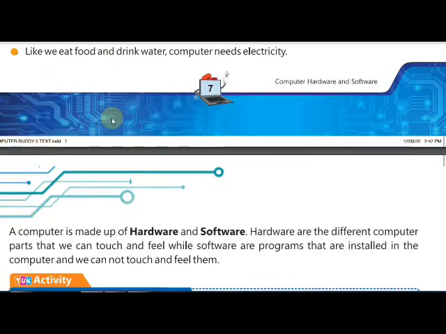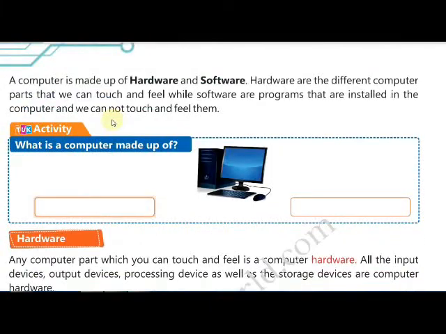Now what is the next one? In this point we are going to learn the major components of a computer, and these are hardware and software. Computer is made up of hardware and software. So what is hardware? Hardware is a visible thing which we can see and touch. That means the visible components of a computer are called hardware.